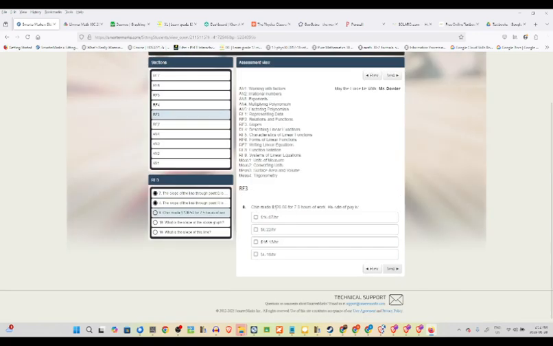Now, Chin made $120.50 for 7.5 hours of work. His rate of pay is, well, we're asked for the slope if we were to be graphing that. So what is the slope between the points 0, 0 and 7.5, 120.5? That's going to be 120.5 divided by 7.5, or 16.06 repeating dollars per hour.